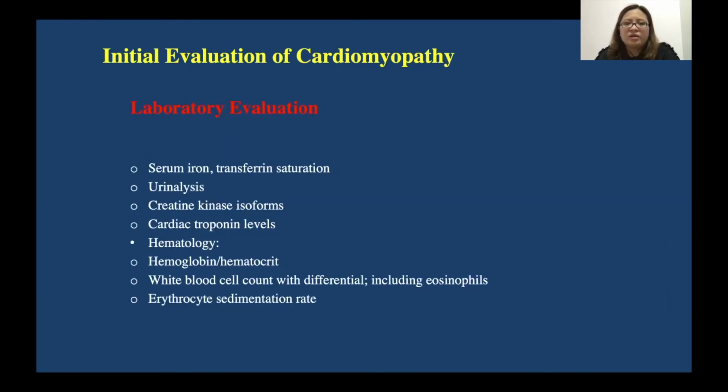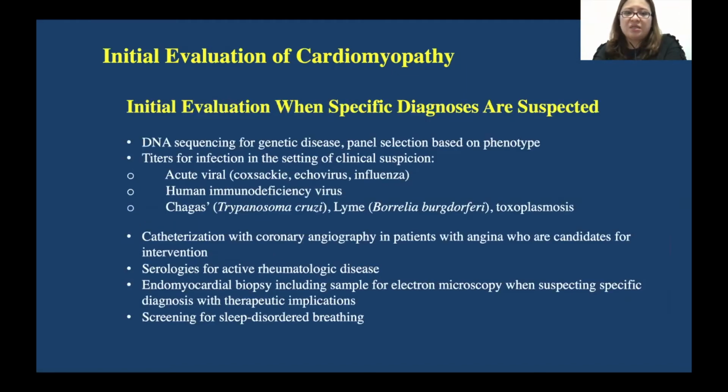Check for serum iron and transferrin saturation, urinalysis, cardiac panel which includes creatinine kinase isoforms, and cardiac troponin levels. Also, you need to request for CBC to check for your hemoglobin and hematocrit and white blood cell count with differential count, including eosinophils. Also, you want to check for your acute phase reactants such as erythrocyte sedimentation rate. If you are suspecting a specific diagnosis, such as those secondary to a genetic disease, you need to request for DNA sequencing and a panel selection based on the phenotype.